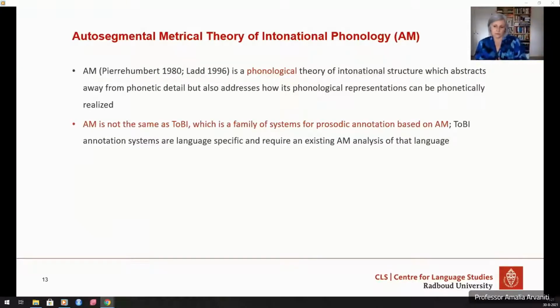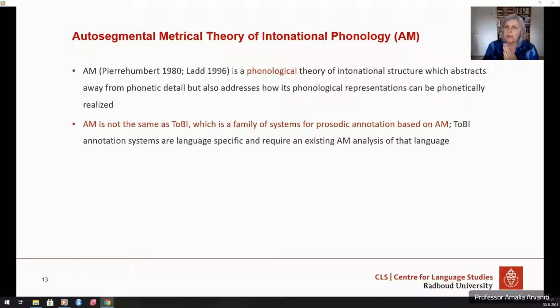A few things I want to stress before we start on AM are a couple of disclaimers. AM is not the same as ToBI. Very often the two are used interchangeably, but they're not the same thing. ToBI is a family of systems for the prosodic annotation of speech corpora based on AM.